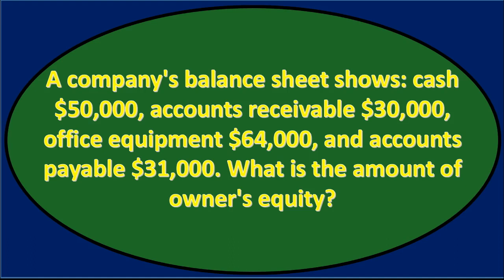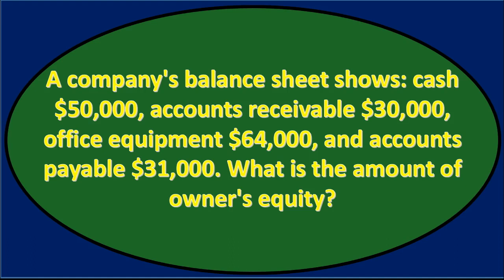First question. A company's balance sheet shows cash of $50,000, accounts receivable of $30,000, office equipment of $64,000, and accounts payable of $31,000. What is the amount of the owner's capital? So we're going to have to break these down into our accounting equation. I'm going to do these in Excel. You can follow along with a piece of paper or whatever works best for you.